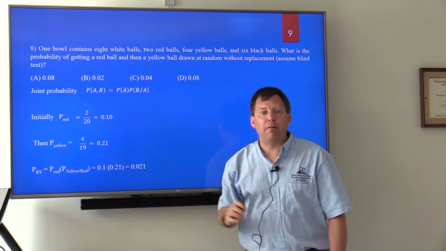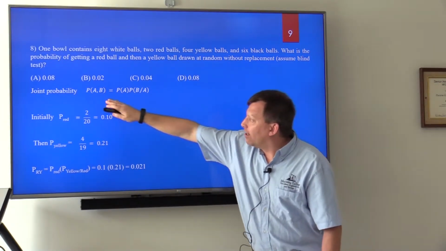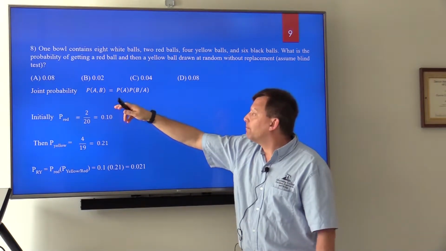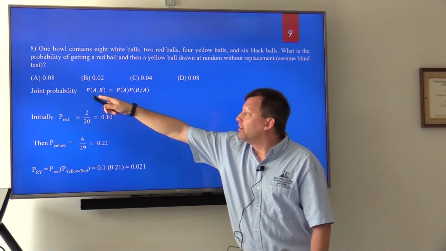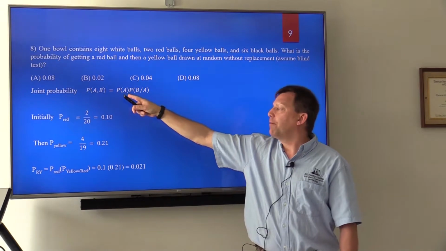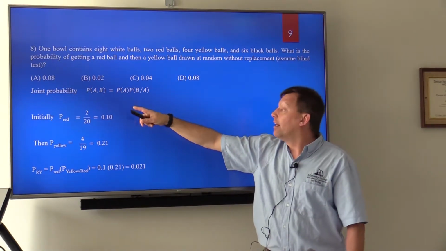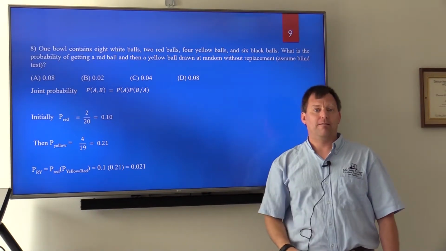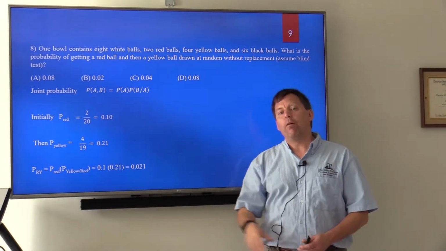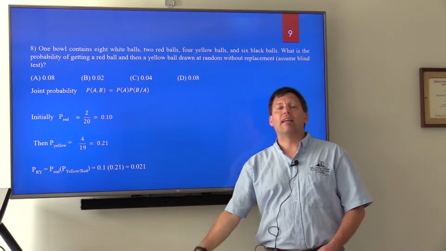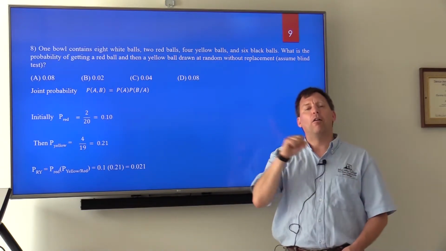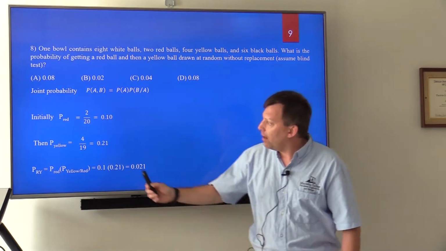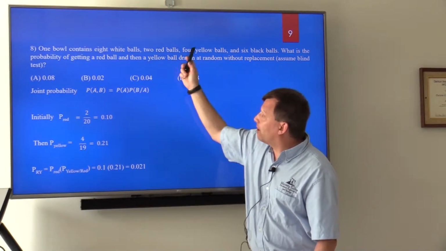So this is a joint probability problem, which states the probability of A given B, or B given A. In this case, we've got the probability of A times the probability of B given that A has occurred, which is what we said. We want to draw a red ball. Given that we drew a red ball, what is the probability of drawing a yellow ball? So obviously that tells you how many different color balls are in here.